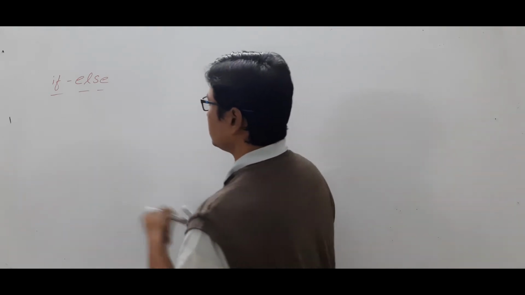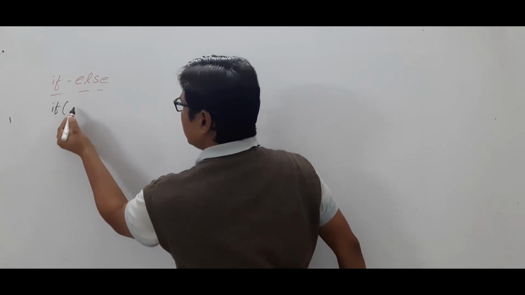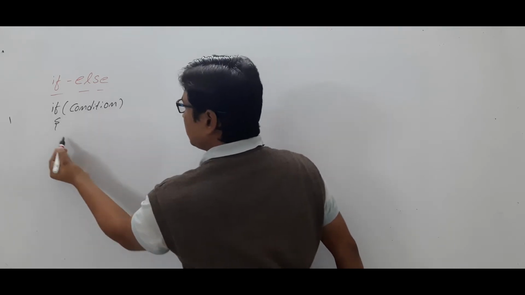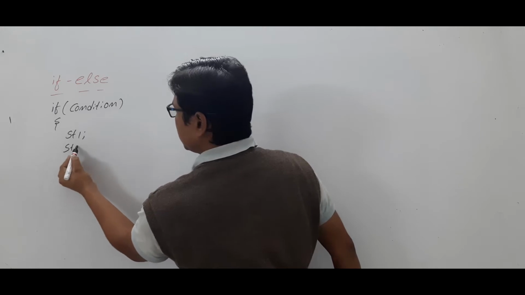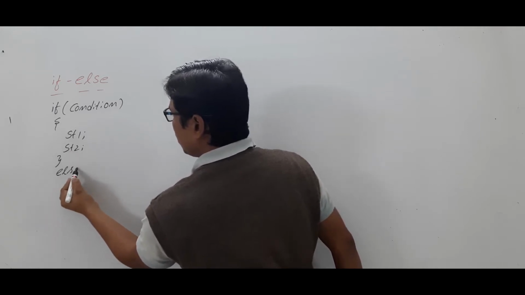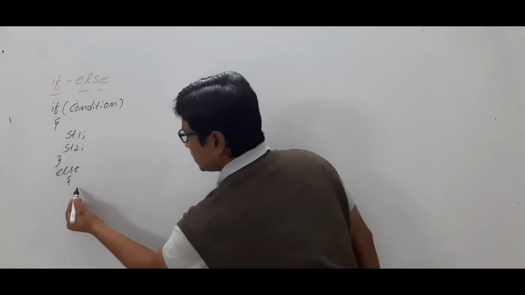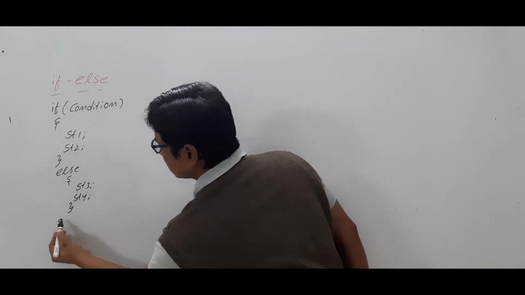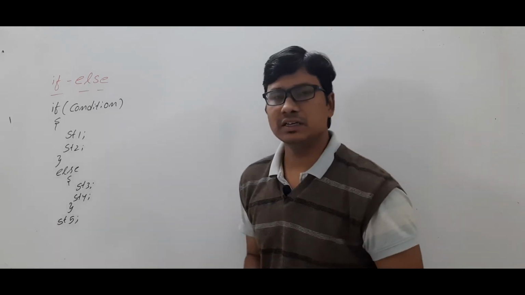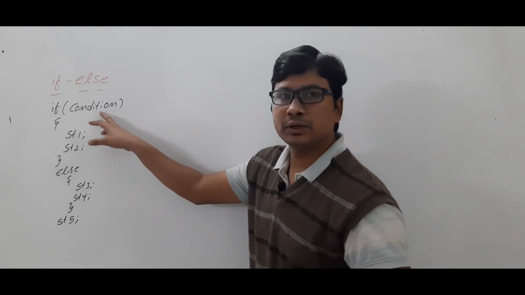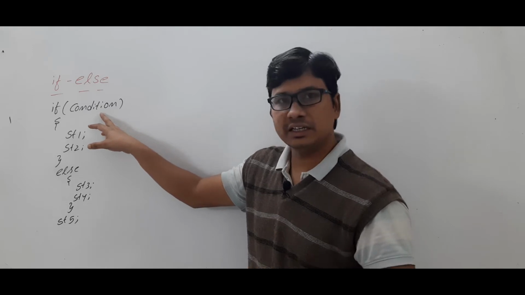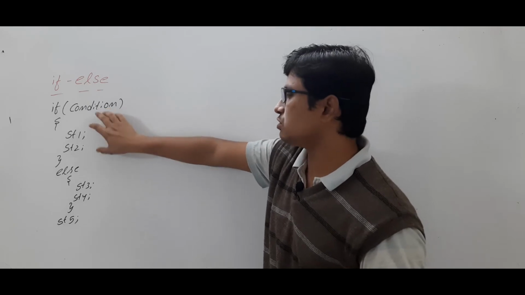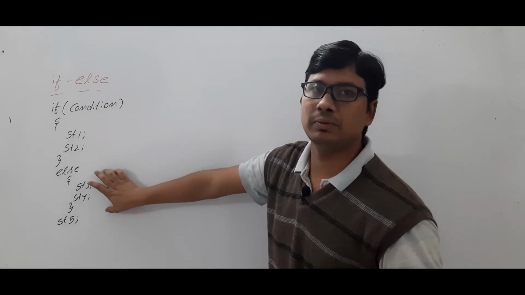The if-else will consist of if a condition or an expression, you will have certain statements, statement 1, statement 2, then you will have the else block which consists of statement 3, some statements, statement 4, then you will have some statement 5. Now as I said earlier, a condition can be true or false. If the condition is true, then the statements which are there in the if block will be executed. If the condition is false, the statements which are there in the else block will be executed.